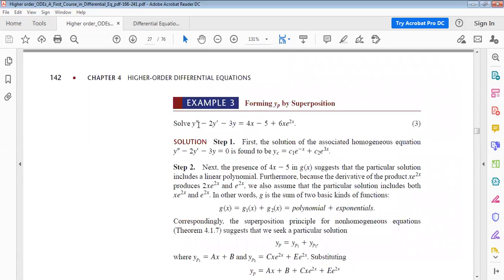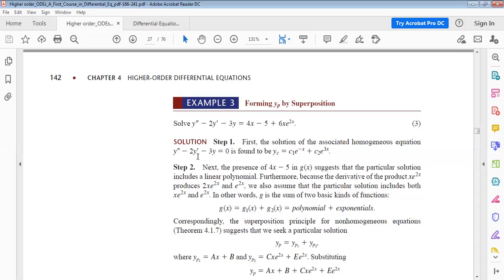Now another example. This is actually a non-homogeneous second order differential equation. So in the first step, for the solution of the associated homogeneous equation, we first of all have to take the right-hand side as 0, then it will become homogeneous. Now we can solve this with the complementary function method. Now we can find the complementary function yc equals what? C1 e to the power m1x plus C2 e to the power m2x.